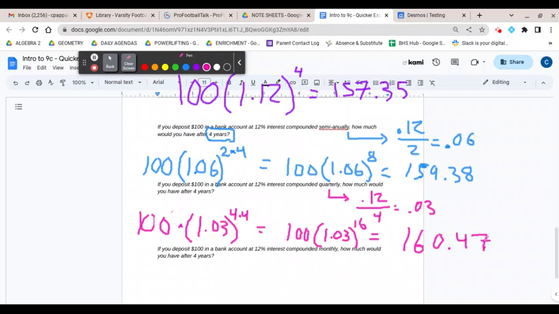So hopefully we're kind of seeing the more that we compound the interest, the 12% interest, the more money that we're actually going to make. Do these last two.